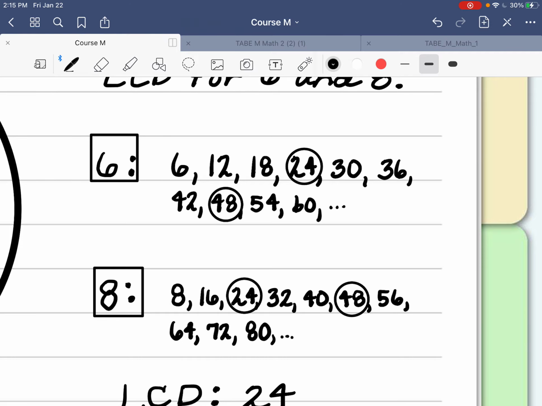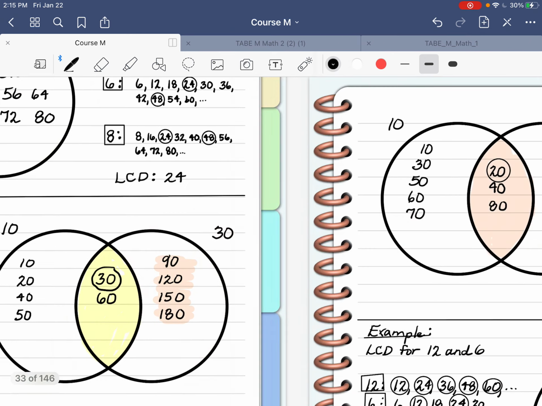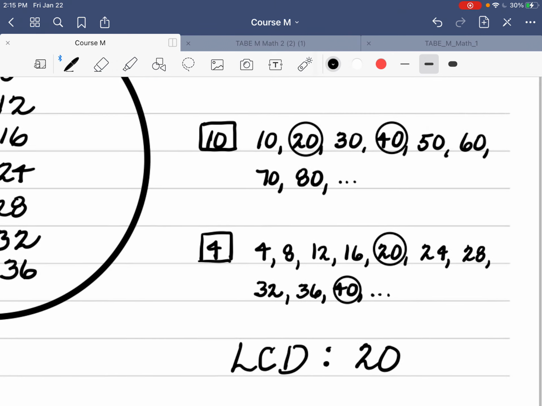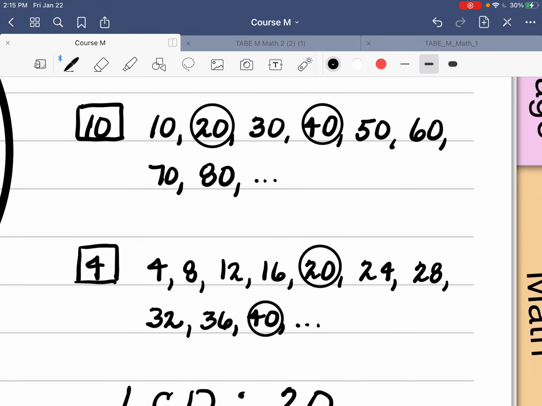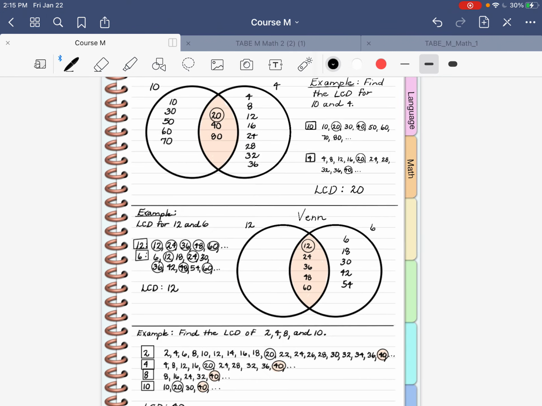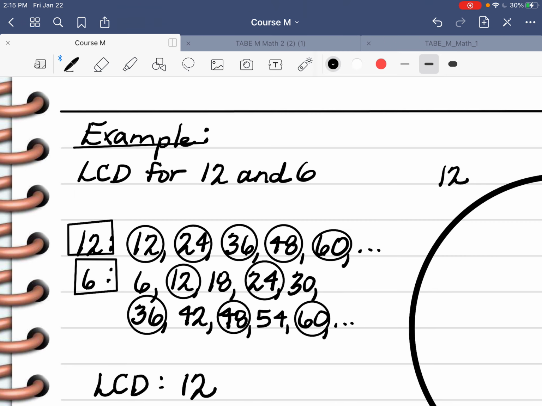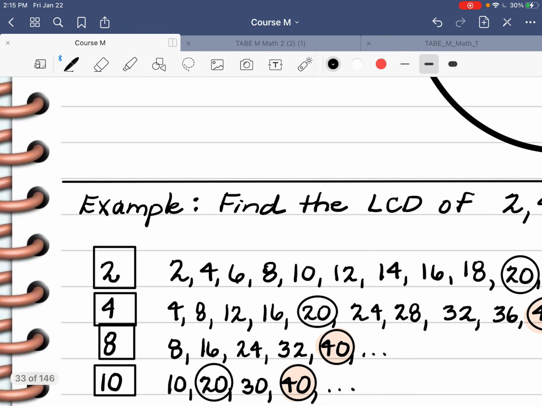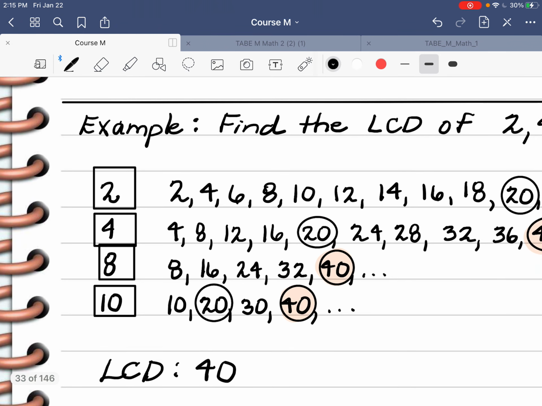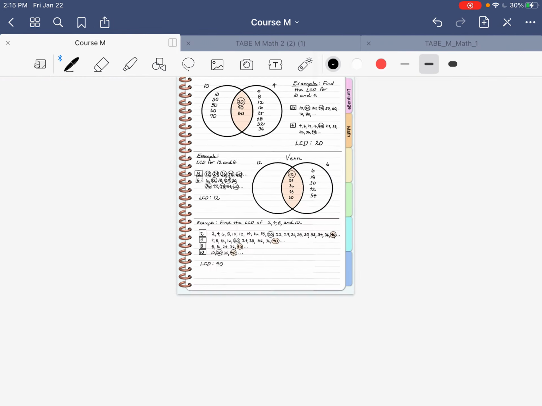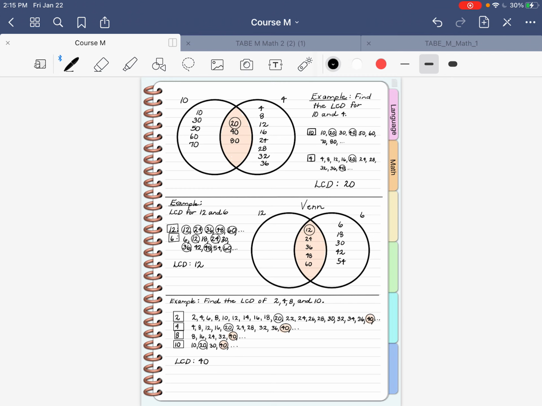So if you had the first course with me and we did these common denominator problems, we've done this skill before where you've listed the multiples. It's a very important skill to have in math. There we listed for 12 and 6. We listed, in this case, for 2, 4, 8, and 10. So listing multiples is a very important skill to have.